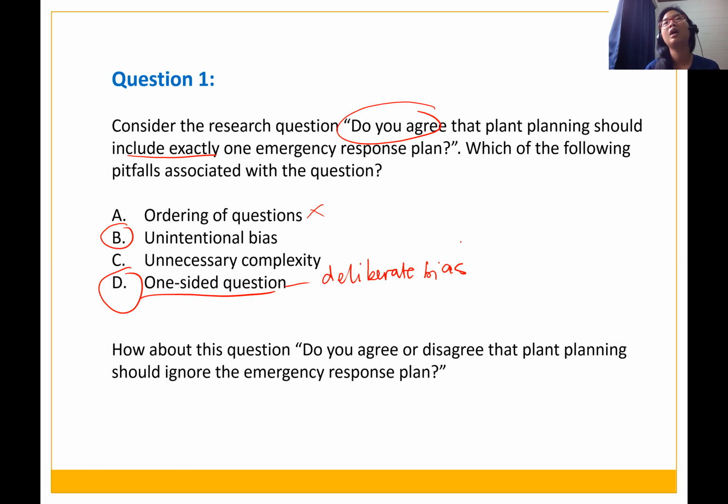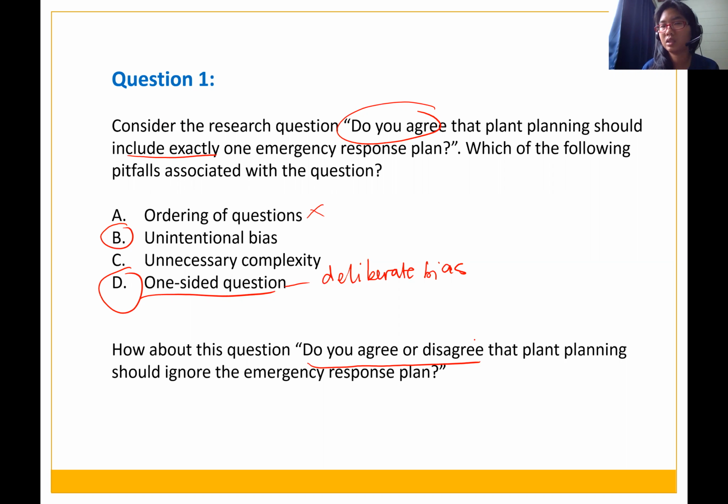Now let's think about the second one, and this one should be quicker. How about this question: do you agree or disagree that planned planning should ignore the emergency response plan? If you look at the first phrasing, do you agree or disagree, it eliminates the problem of one-sided questions or deliberate bias. But the problem now lies in the rest. Let's see the second part: that planning should ignore the emergency response plan.